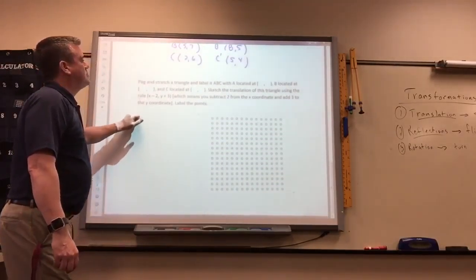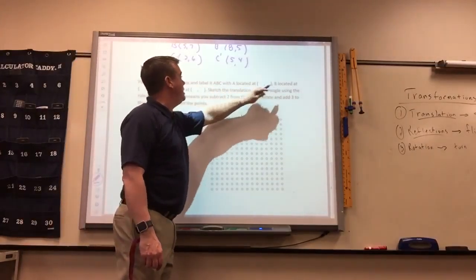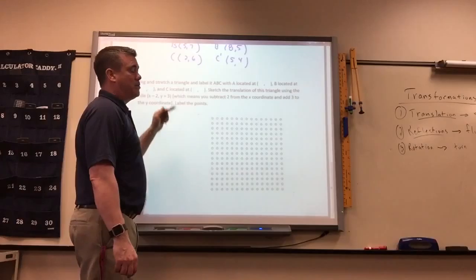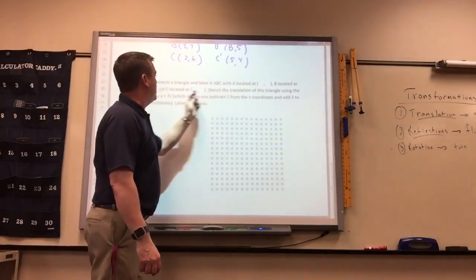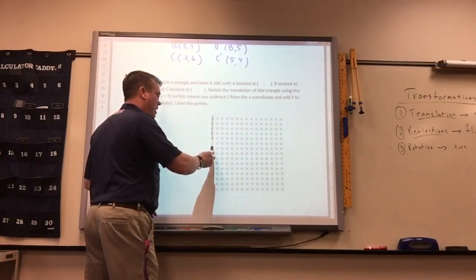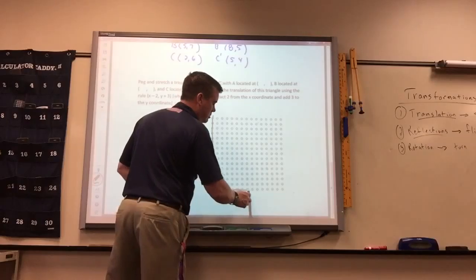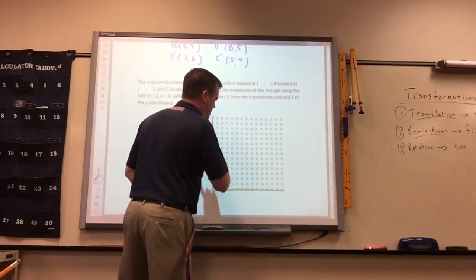Okay, then this last one. Pick and sketch a triangle and label it ABC with A located at whatever, B located at whatever, and C located at whatever. This just means you pick whatever points you want. So, again, we're doing first quadrant. If it was 4 quadrants, you guys know what you would do, right? Right down the middle. That's a big cross. Make a cross.